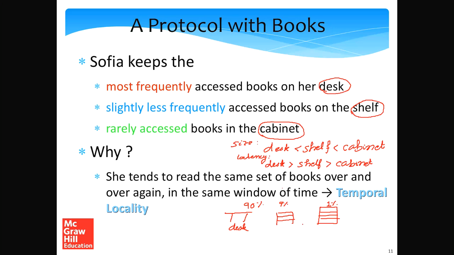So this is again temporal locality in action, where what we are doing is that we are basically looking at all our accesses and trying to derive a pattern out of it. So be it accessing memory or be it anything else, we always have some amount of temporal locality.